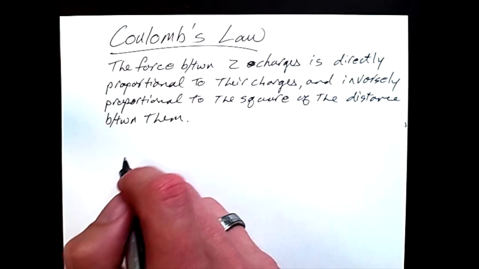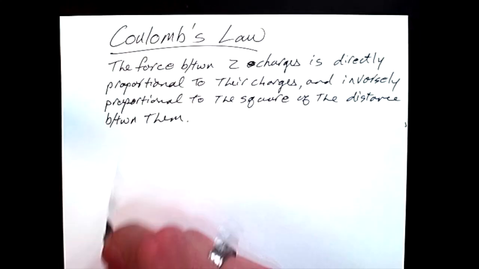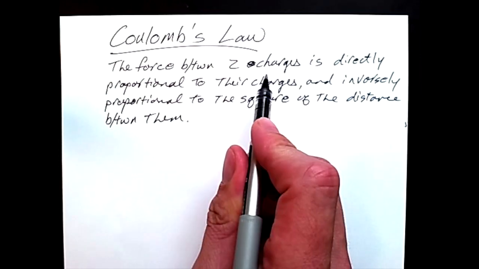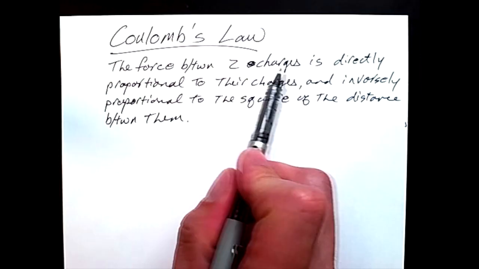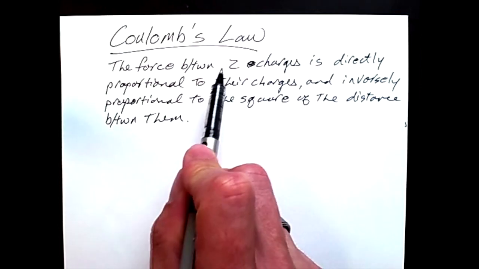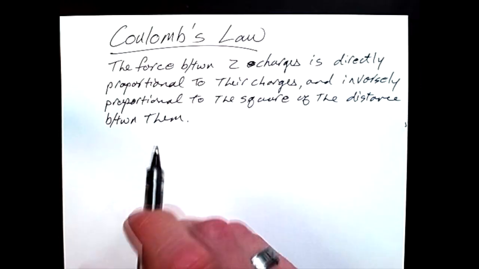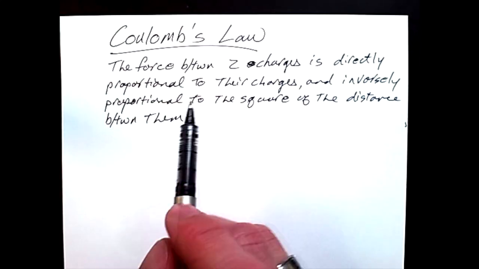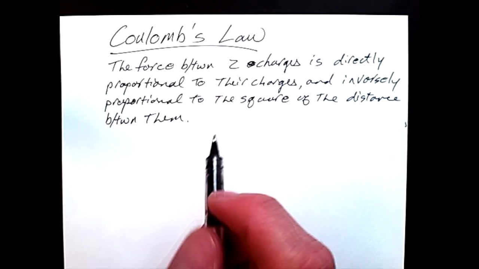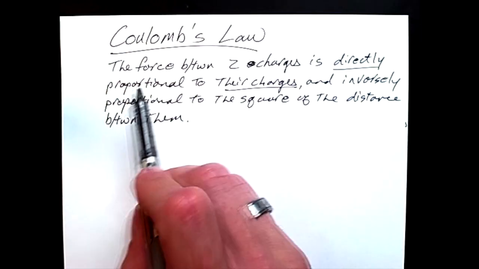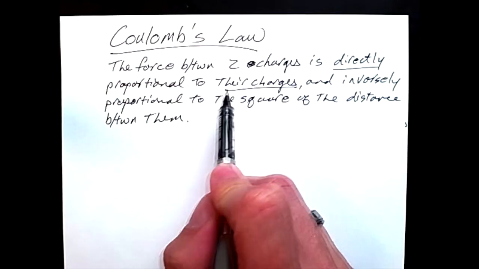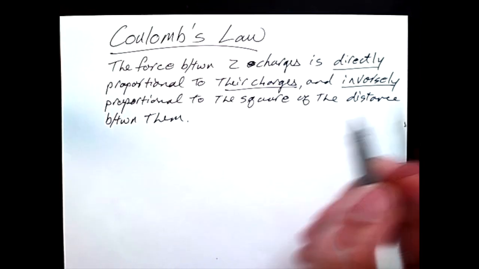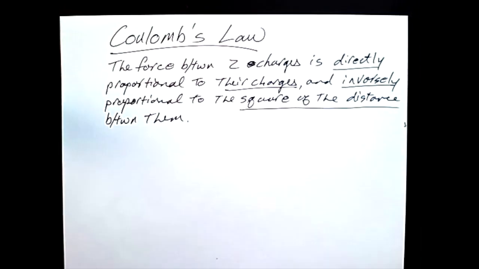According to the four fundamental forces, one of which is the electromagnetic force, charges attract or repel. If they are like charges, they repel, and if they are opposite charges, they attract. What Coulomb studied was the relationship between that force and how strong it is. And what he found is the force between the two charges is directly proportional to the magnitude of their charges and inversely proportional to the square of the distance between them.